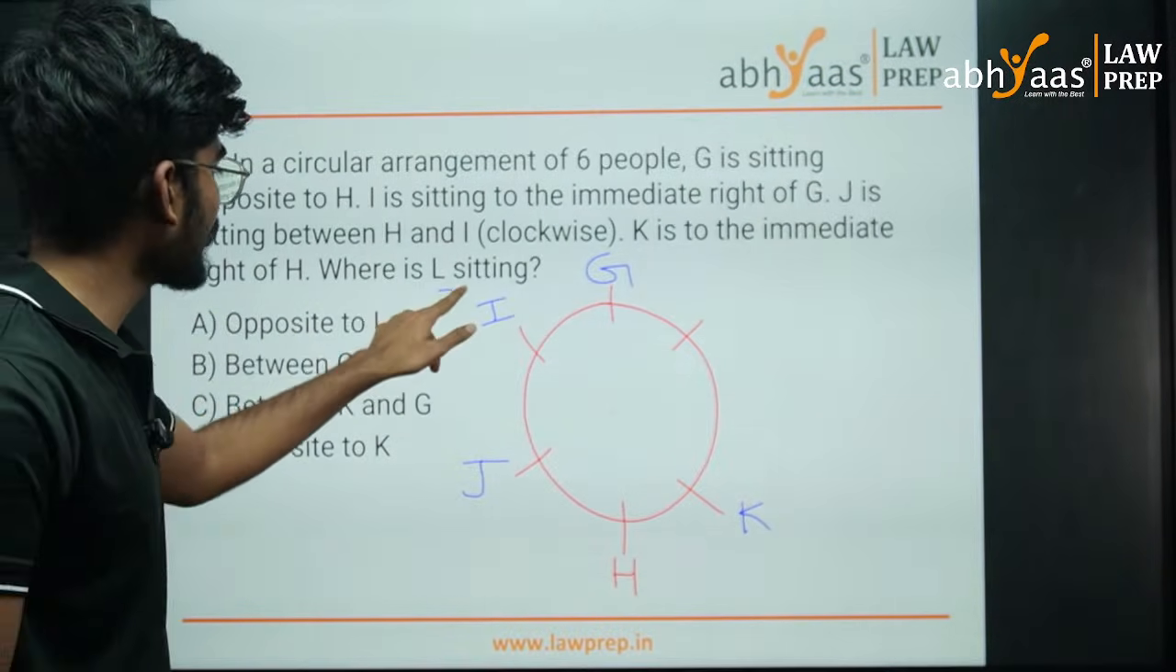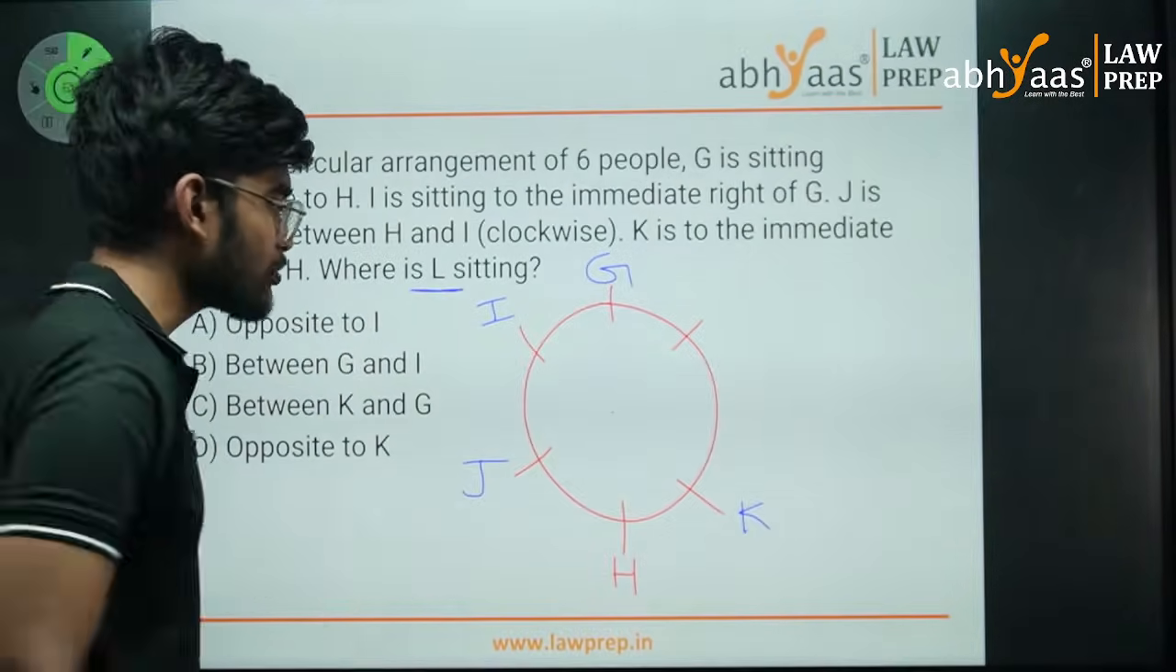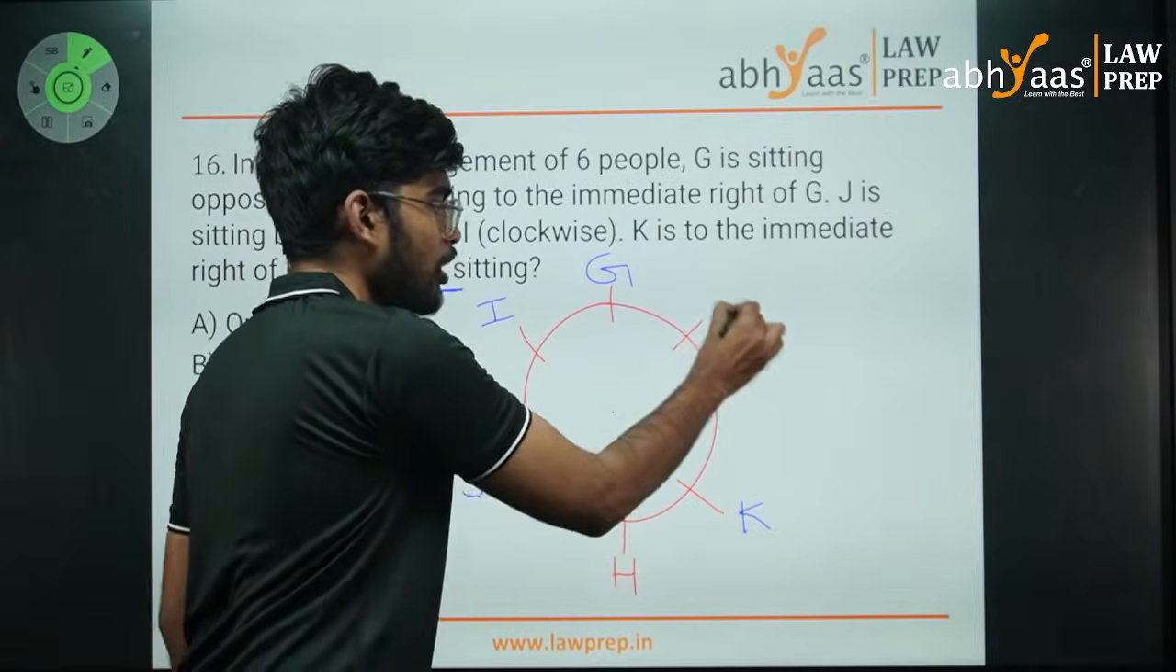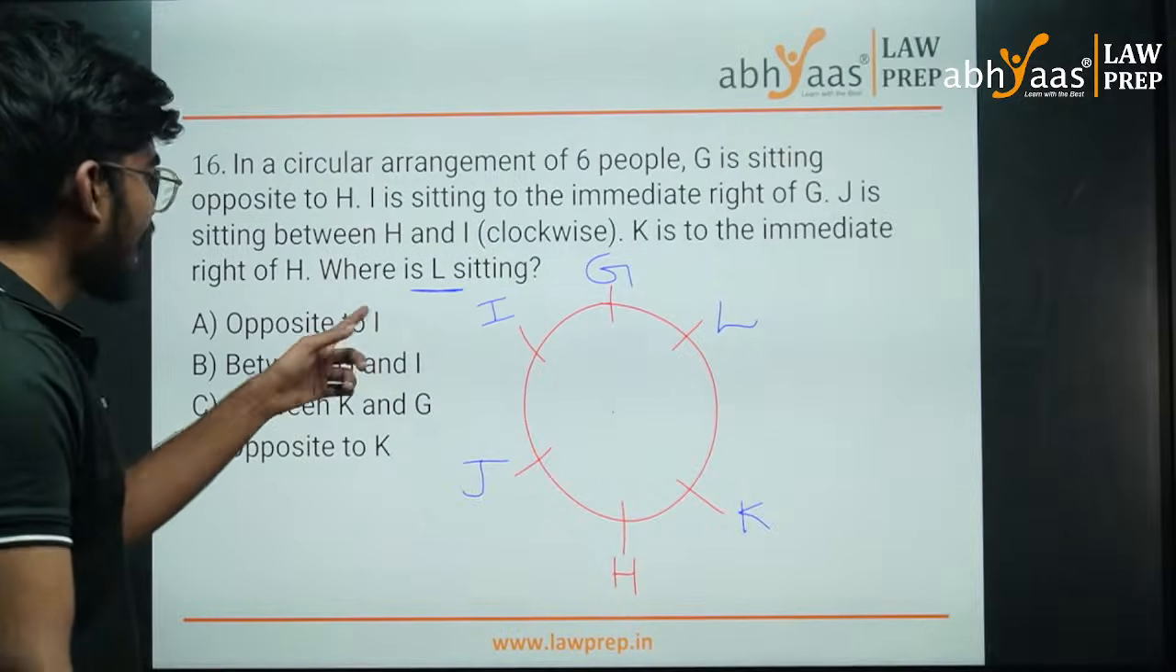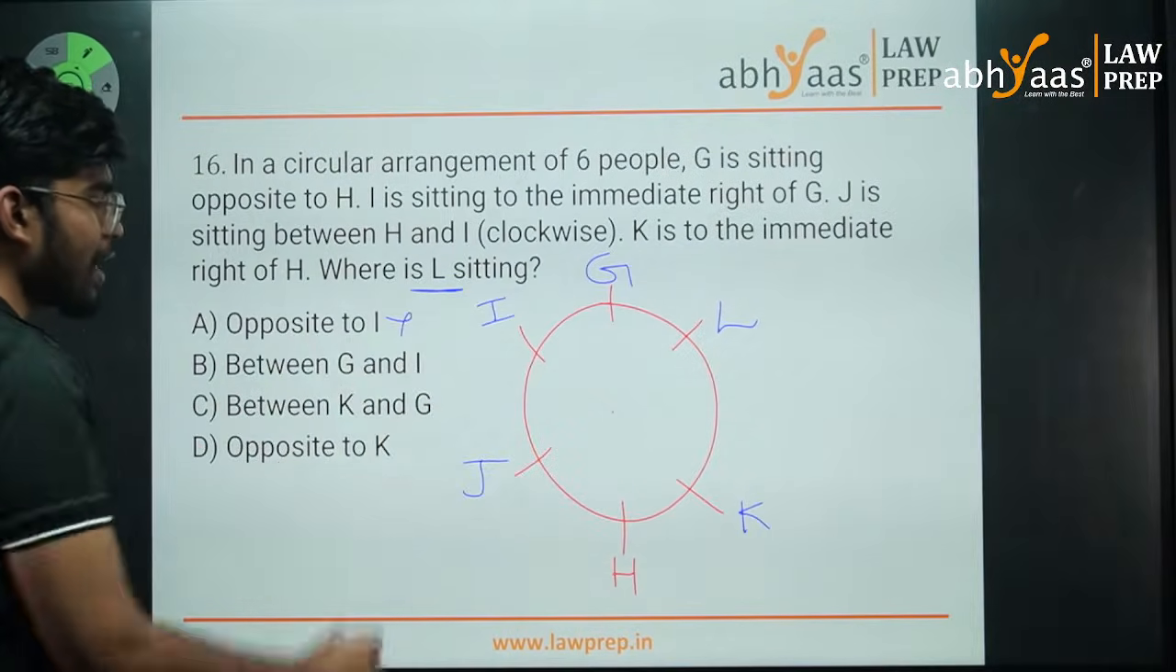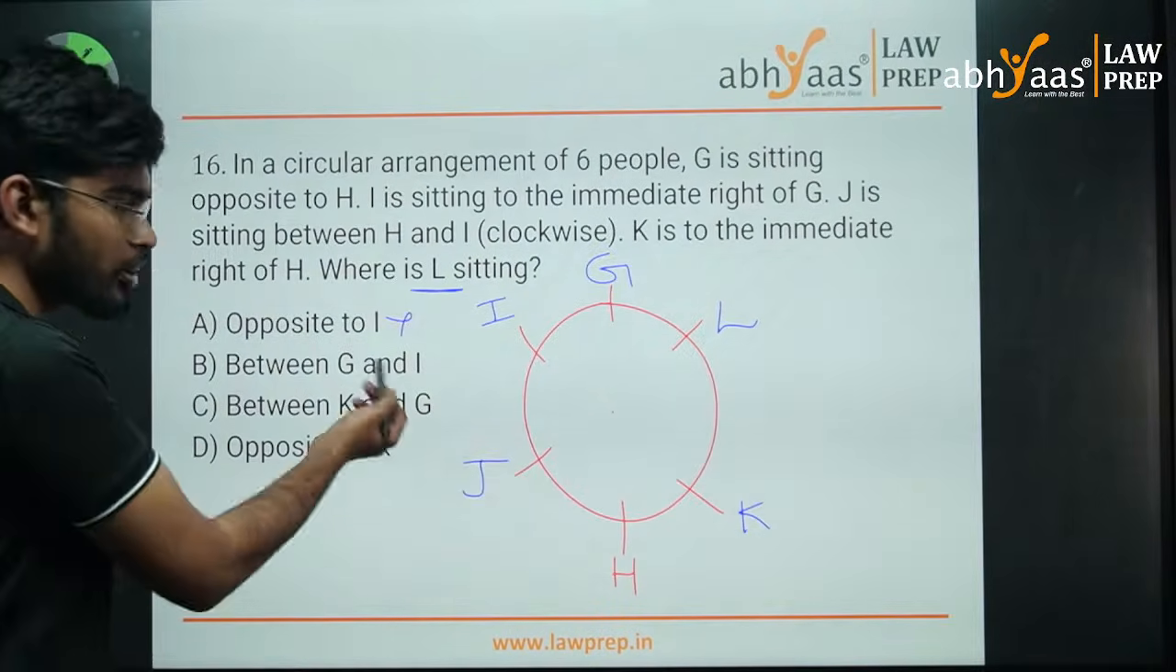Yeah, here the question is regarding L. So L is the only one which is missing, and here only one place is left. So that is L. So where is L sitting? Exactly opposite to I? No, because L is actually sitting exactly opposite to J. So option A cannot be the answer.